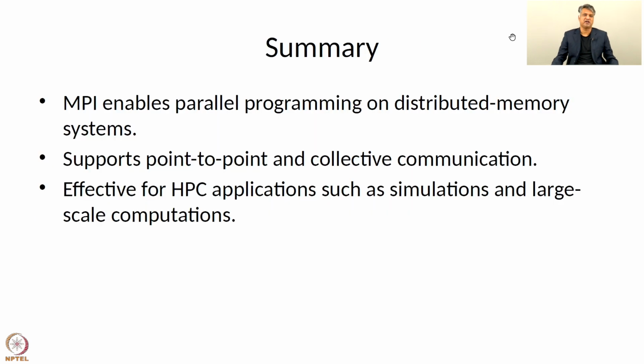So in summary, MPI enables parallel programming on a distributed memory machine. It supports point-to-point and collective communication and is effective for HPC applications such as large simulations and large-scale computations.